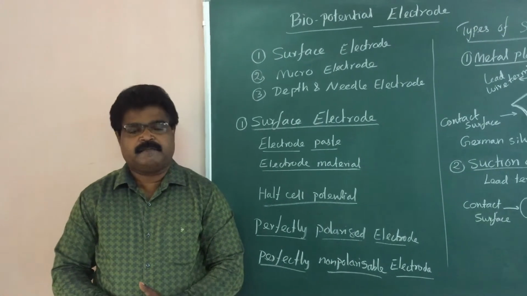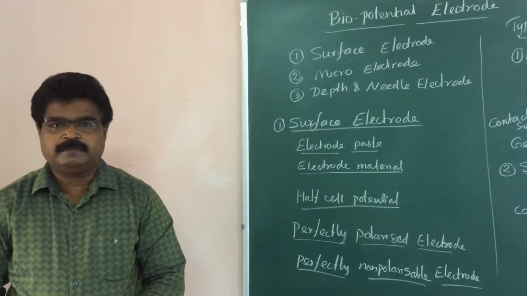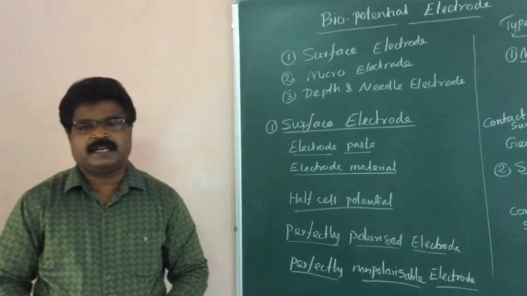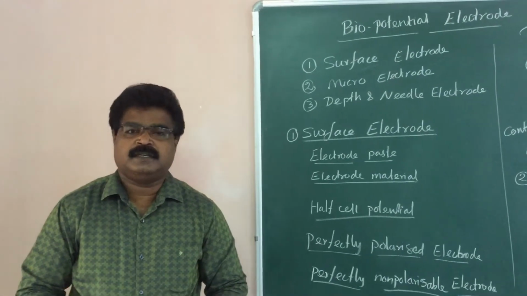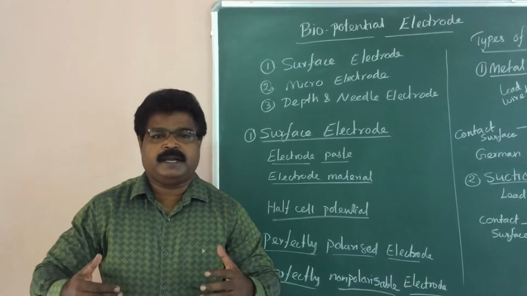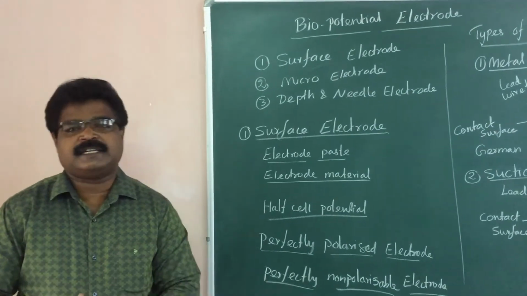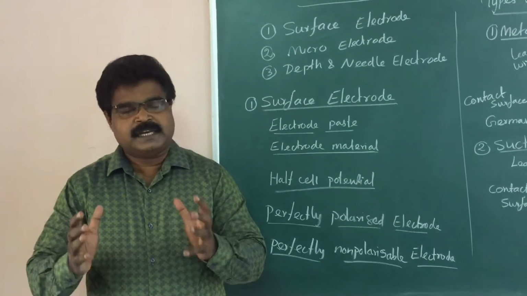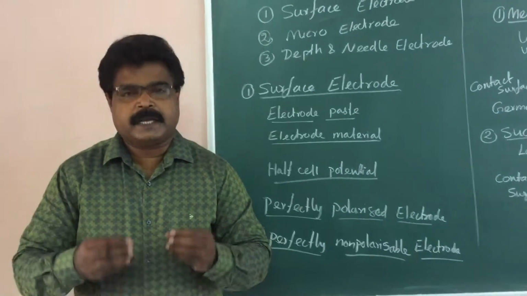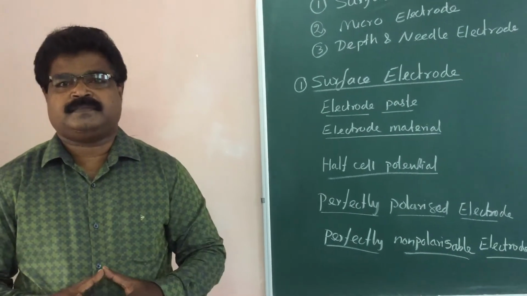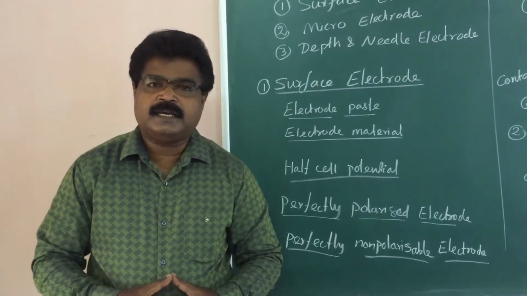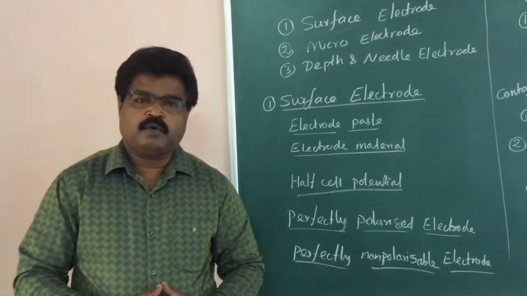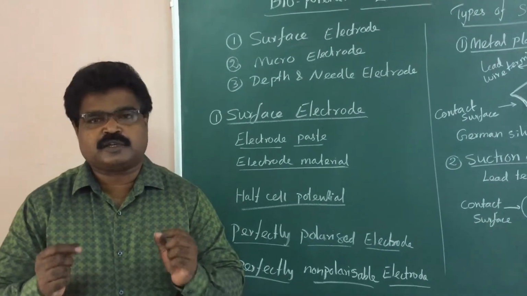The physiological variables of our body are of two types. One is electrical in nature and the other is non-electrical in nature. That means some signals generated from our body are electrical in nature, and some signals are not electrical in nature. The electrical signals are picked up by electrodes, and non-electrical quantities can be picked up by transducers. So today we are going to discuss biopotential electrodes.